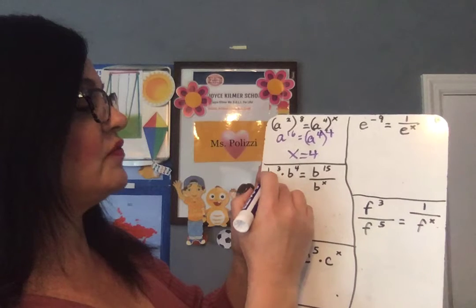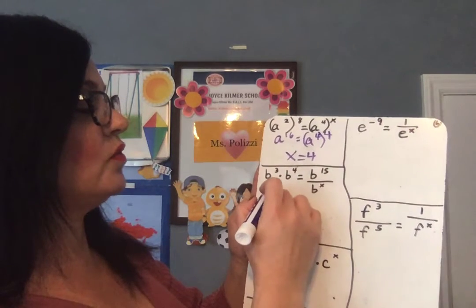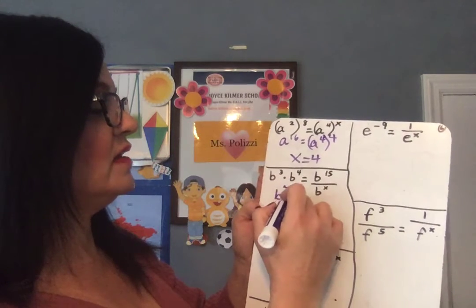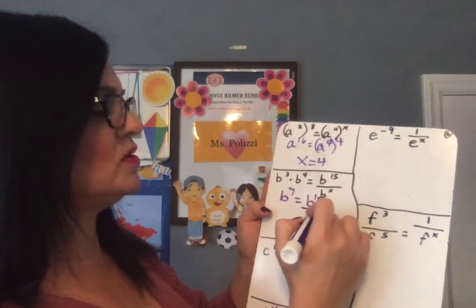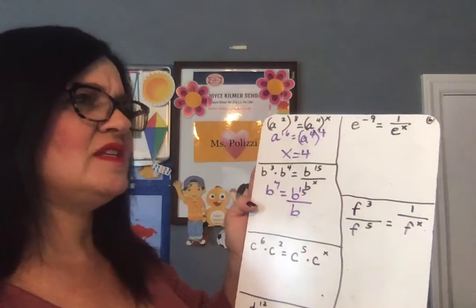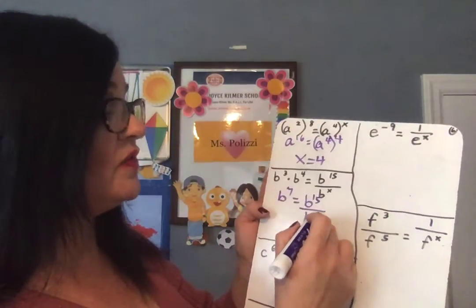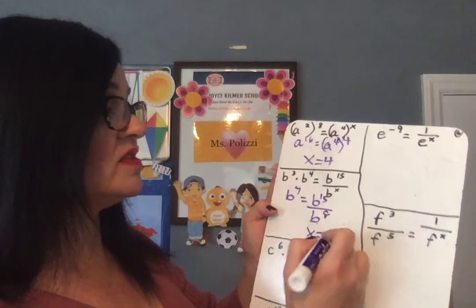Over here you have b to the third times b to the fourth. Keep the base b. 3 plus 4 is 7. Equals b to the 15th over b to the x. Well, we need to say 15 take away what number would give us 7? Well, if we did 15 take away 8, that would give us 7, so x equals 8.